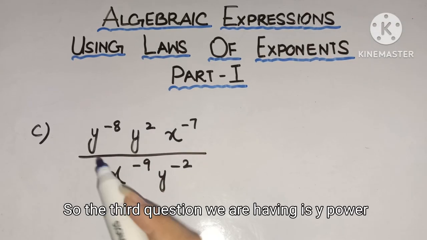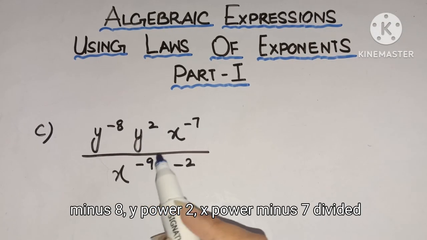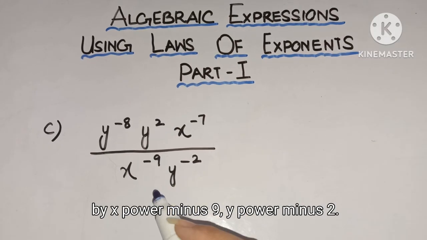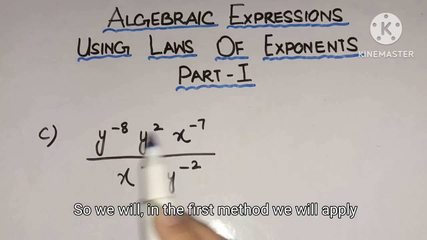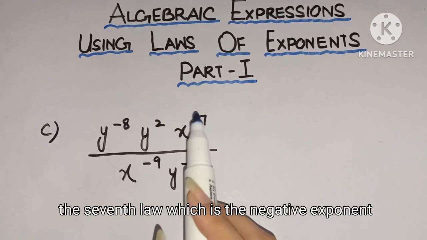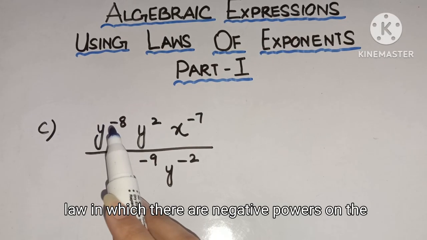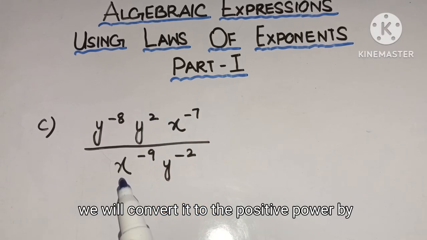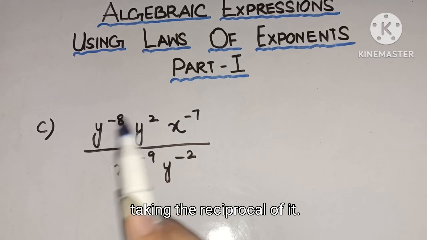So the third question we are having is y power minus 8, y power 2, x power minus 7 divided by x power minus 9, y power minus 2. So in the first method, we will apply the 7th law, which is the negative exponent law, in which there are negative powers on the variable or an expression. We will convert it to the positive power by taking the reciprocal of it.